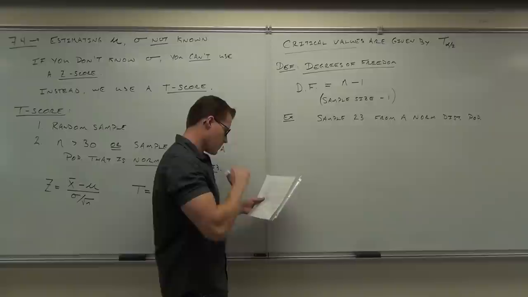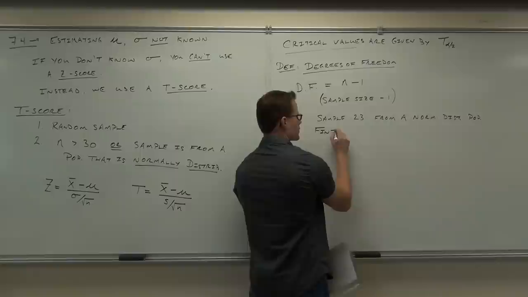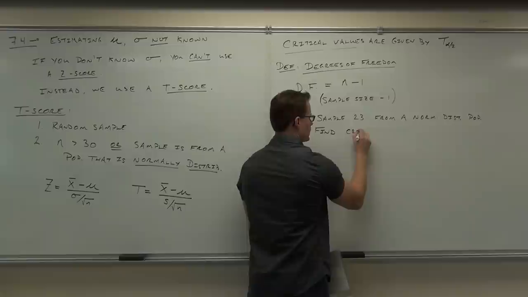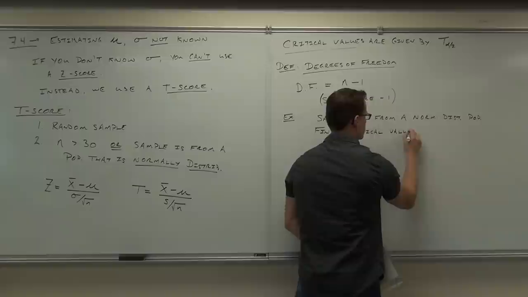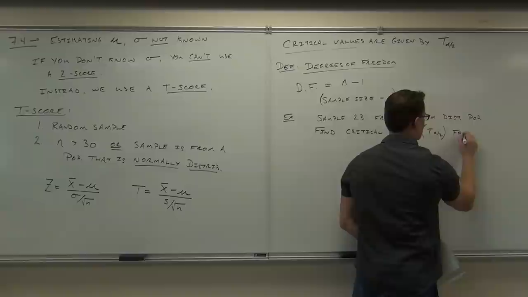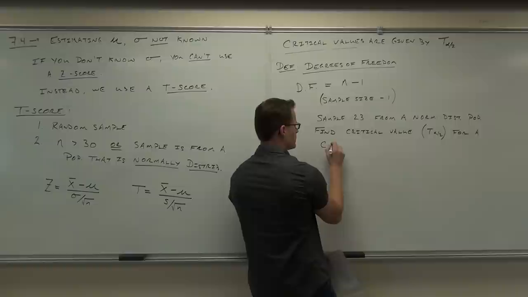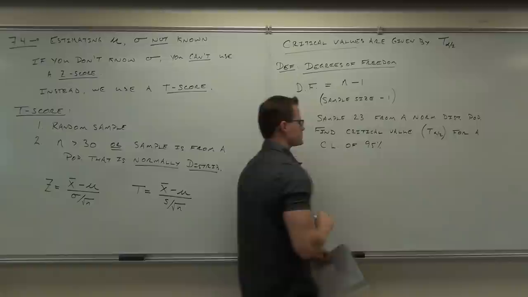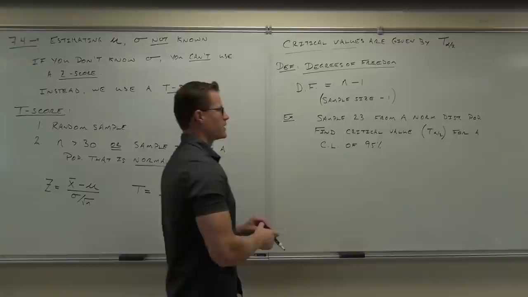What I want us to do is find the critical value, that's t alpha over 2, for a confidence level of 95%. Find a t critical value for a confidence level of 95%. Okay, let's do this thing.